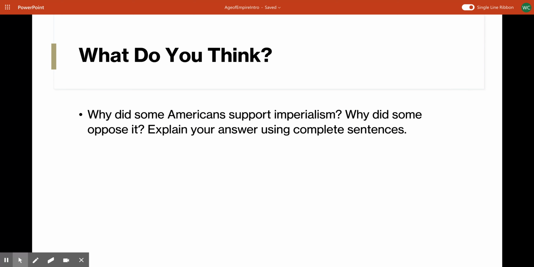So I want to know what you think. Why do you think some Americans supported imperialism and why did some oppose it? And again, this was the learning objective, so you should be able to answer this. And I want you to be able to explain your answer, use complete sentences, and really explain yourself. Use some evidence from this lesson in order to support your answer. Why did some of them support it, and why did some of them oppose it?